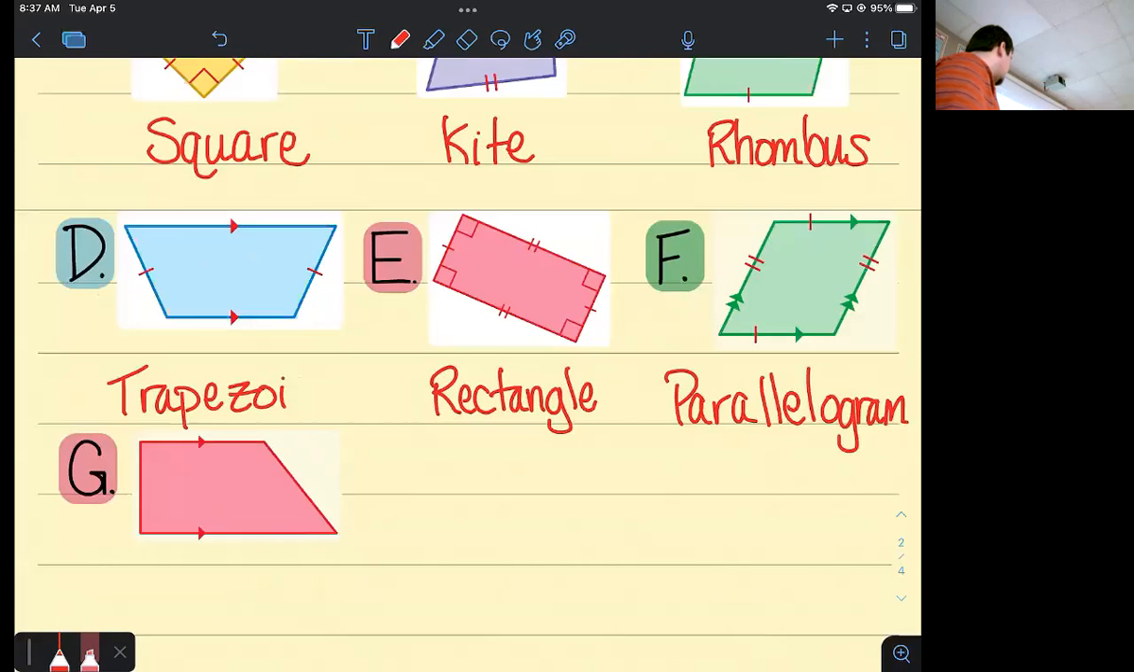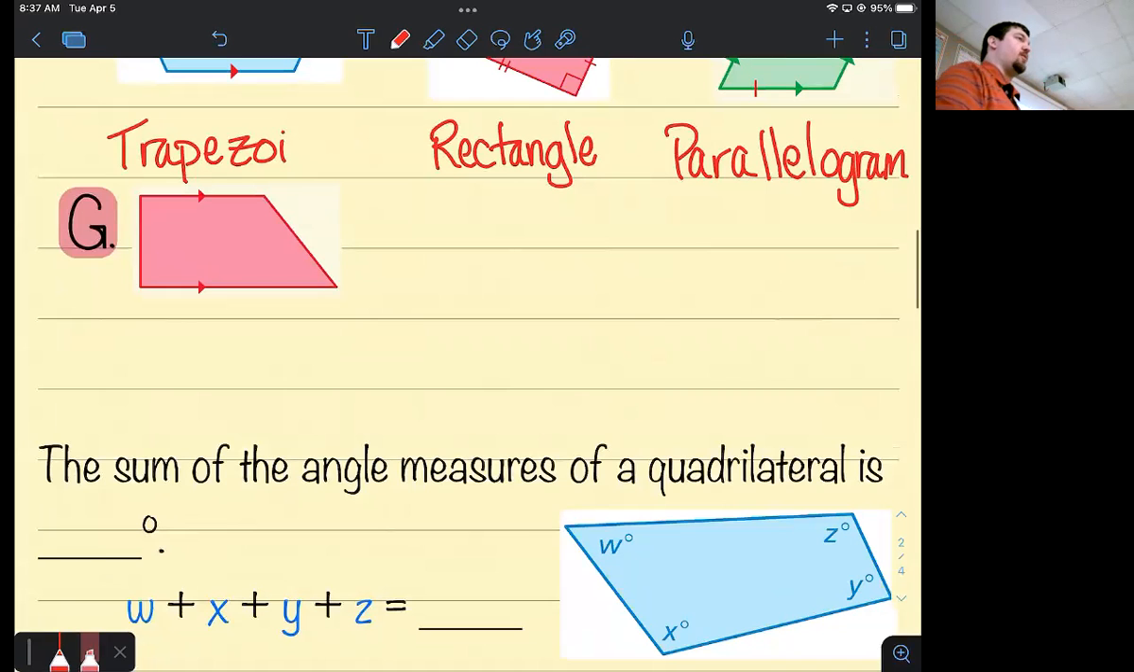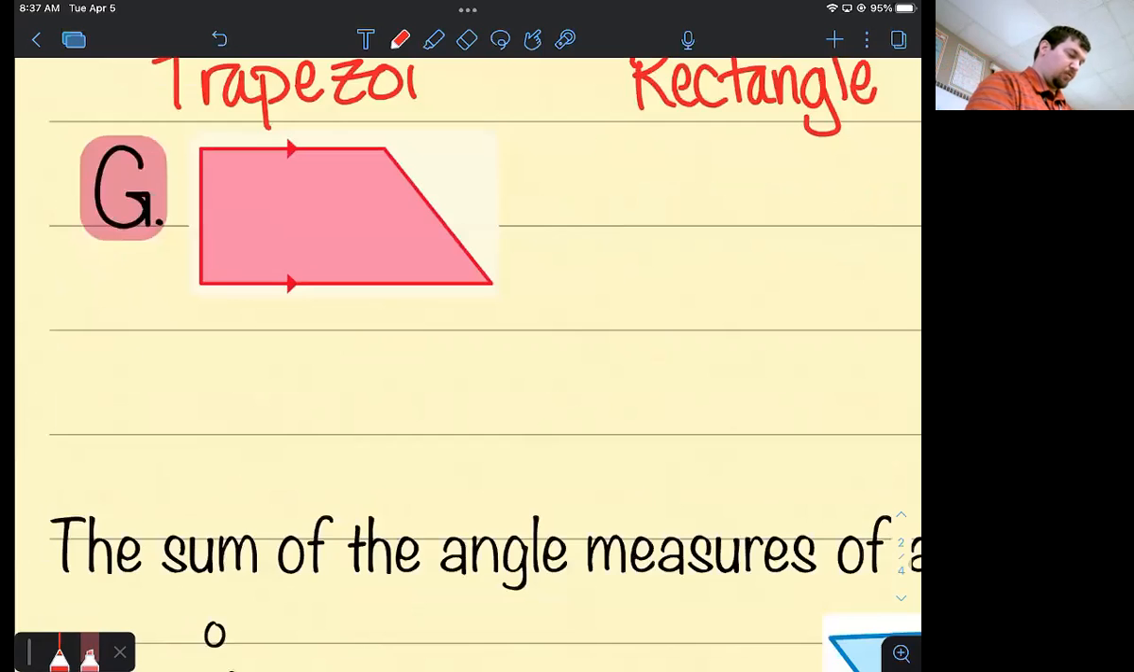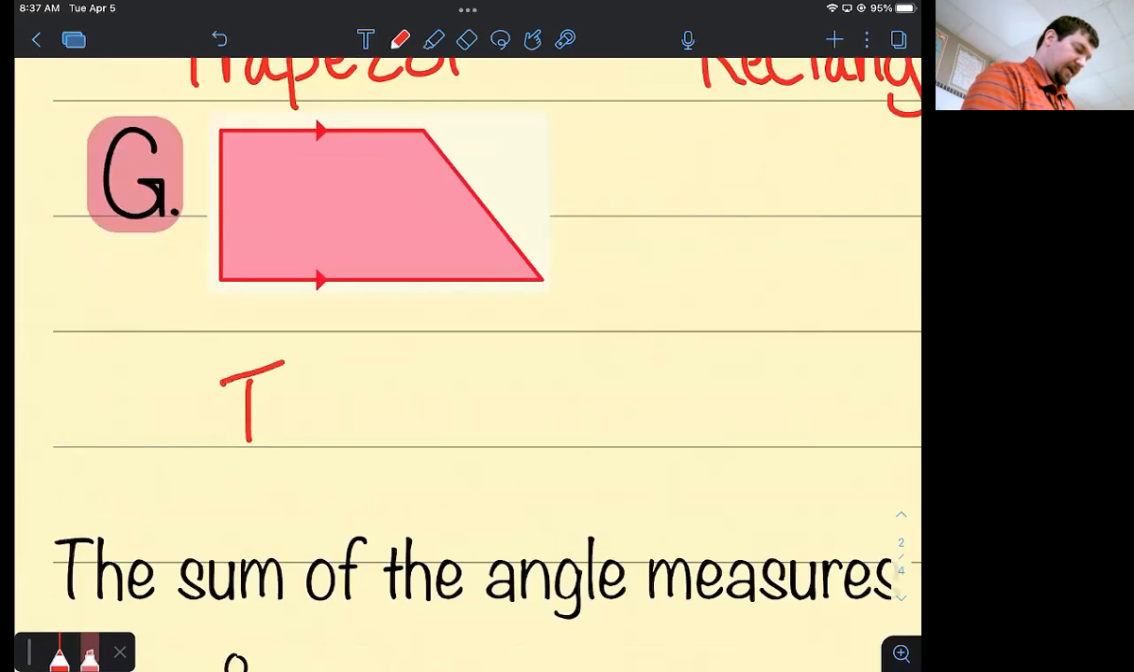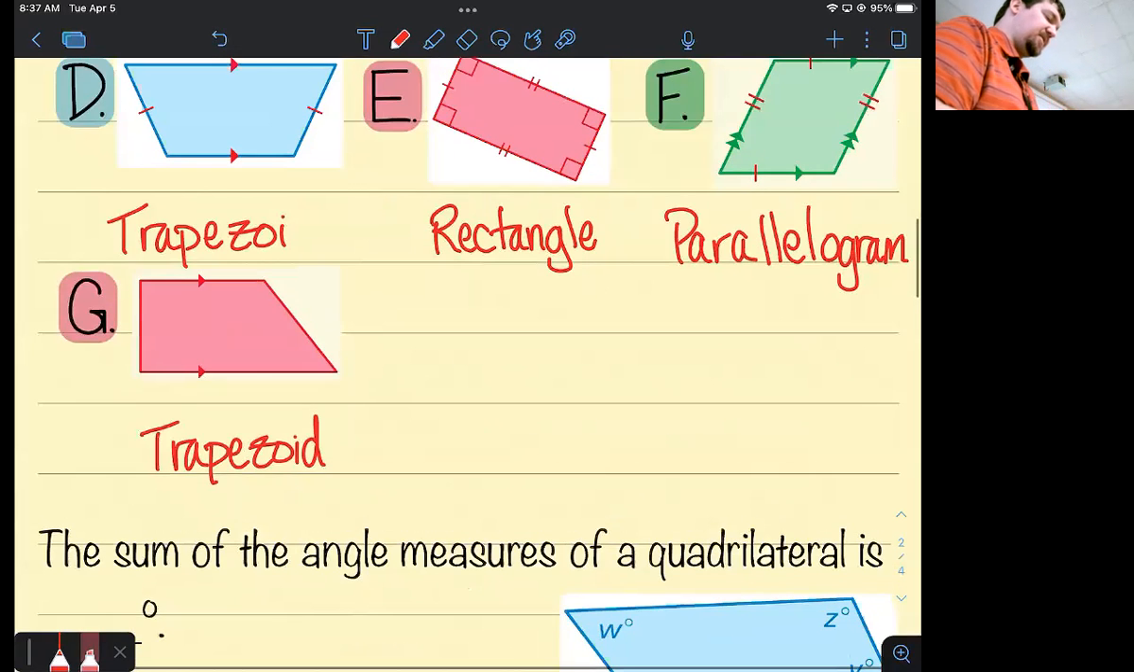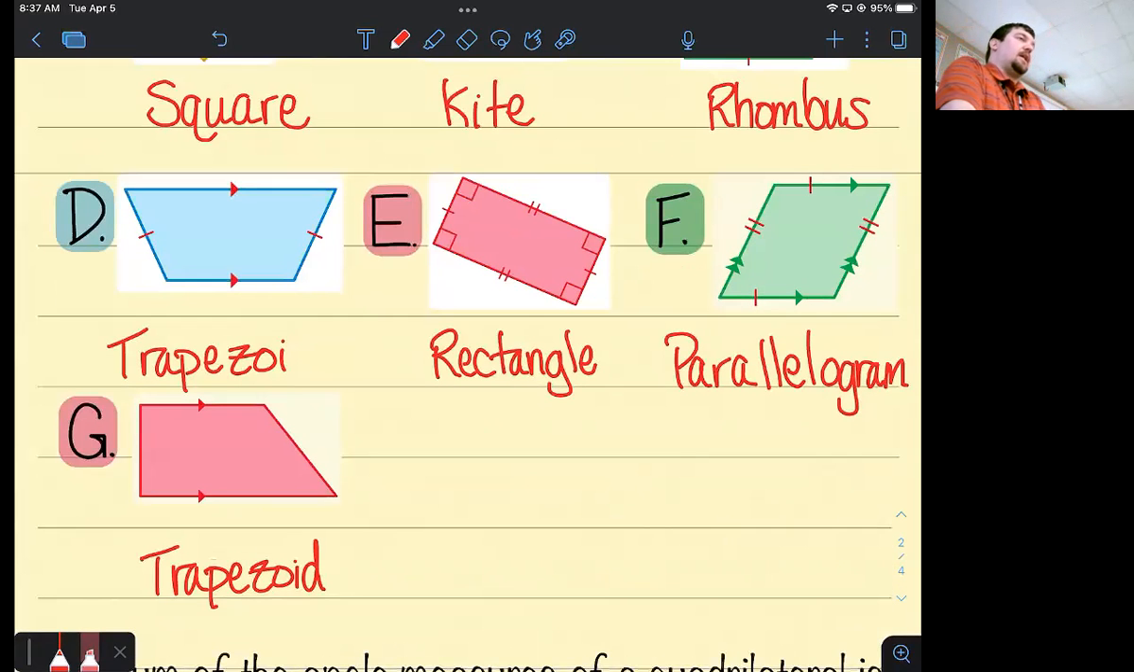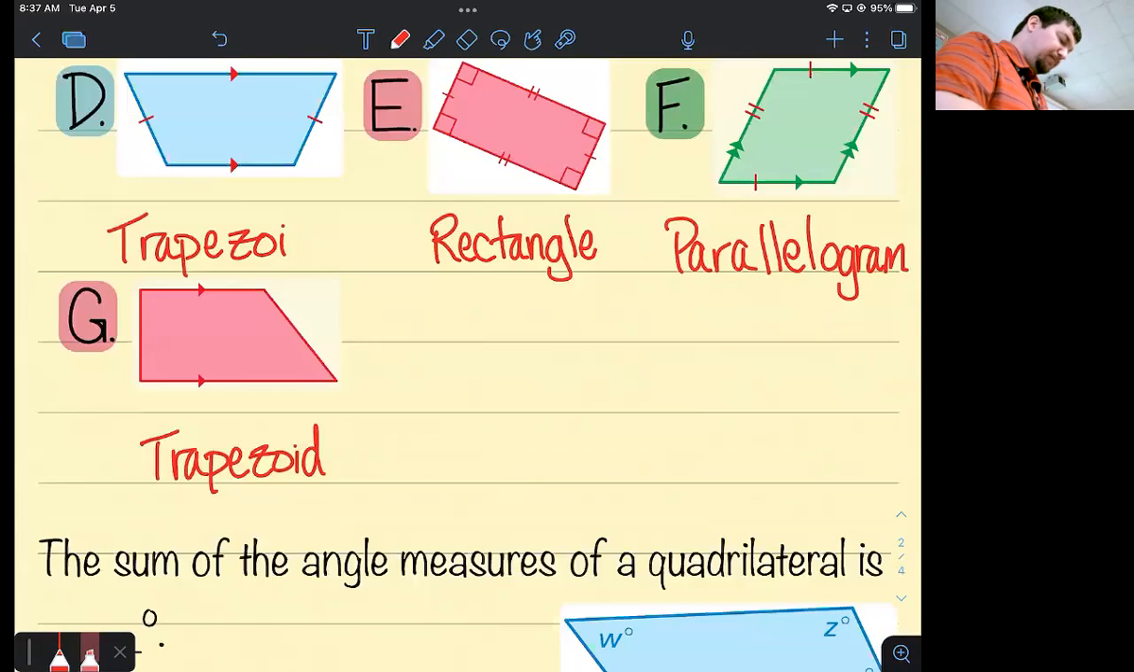All right, that leaves us with our last one here. G, what shape do we have here for G, Caden? Another trapezoid, 1 set of parallel sides. Trapezoid. All right, so there's some practice on how to classify these quadrilaterals. A lot of them are in the parallelogram family.